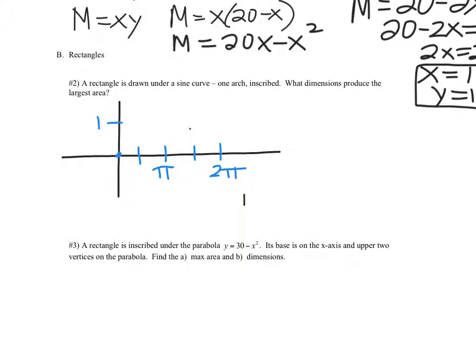sine goes through the origin. My first tick mark, I'm up here at 1. I'm down here, down, back. All right, here it is. There's the sine wave.